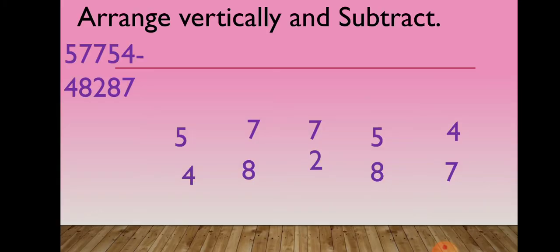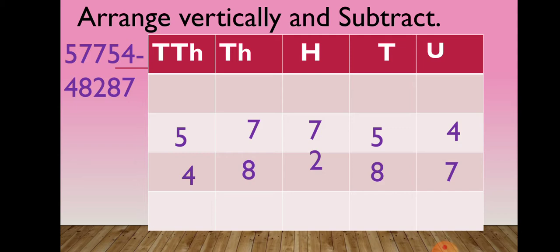Now arrange vertically and subtract. First one, read this problem. Subtract 48,287 from 57,754. What must we do? First make a table and write down units from the unit place. Units, right to left: units, tens, hundreds, thousands and 10,000s.